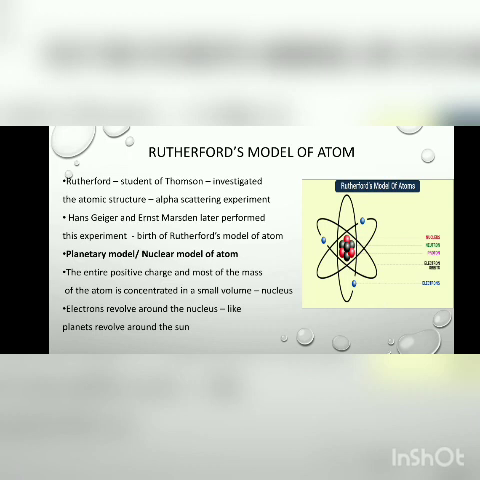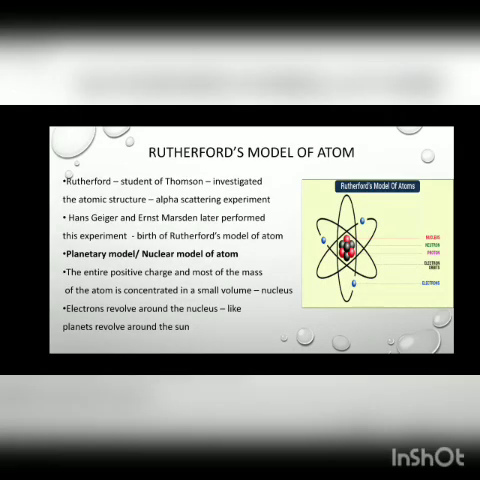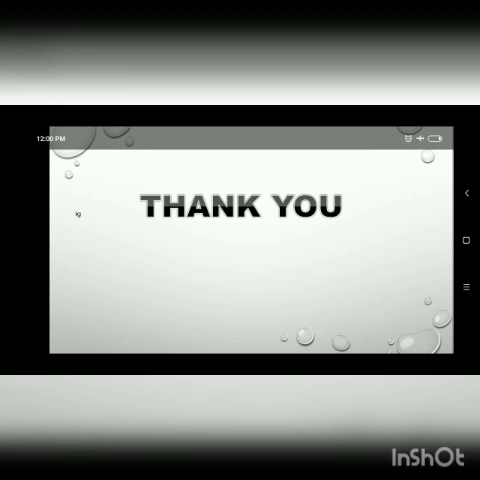Rutherford proposed this atomic model based on his famous experiment, which is known as the alpha scattering experiment, or the gold foil experiment. Okay children, we will discuss more about the gold foil experiment, its conclusions, everything in the next session. Okay, thank you.